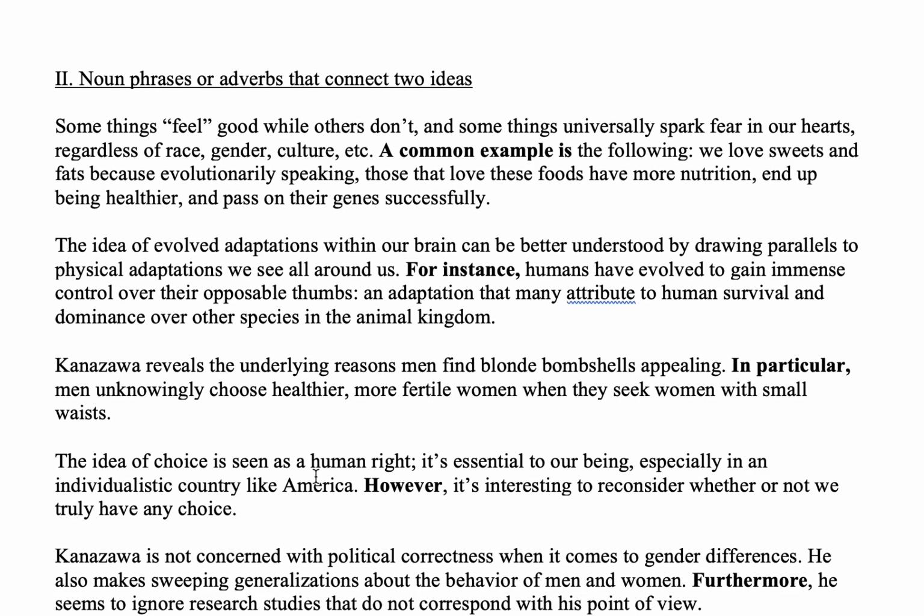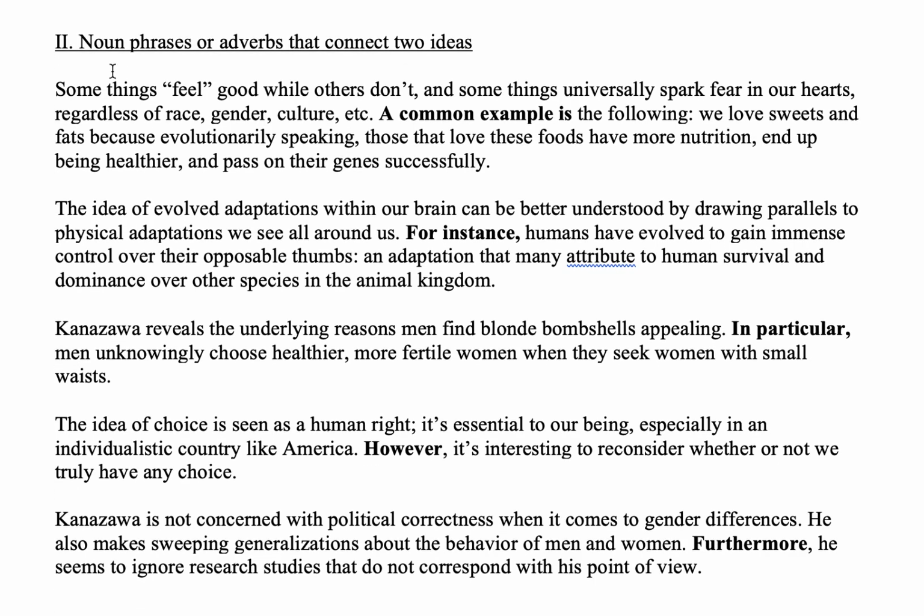The other form of lexical cohesion we will see are noun phrases or adverbs that connect two ideas. Here we're not tying back so much as building a bridge and showing the relationship between one idea and the next. So, take a look, for instance. Here the writer is speaking somewhat generally. There are some things that we universally like or don't. And then we get an example, sweets and fats.